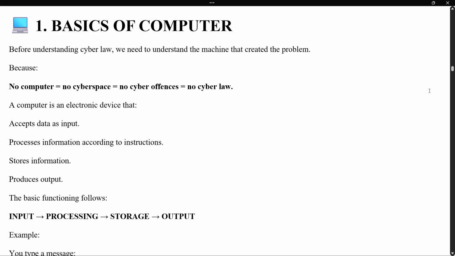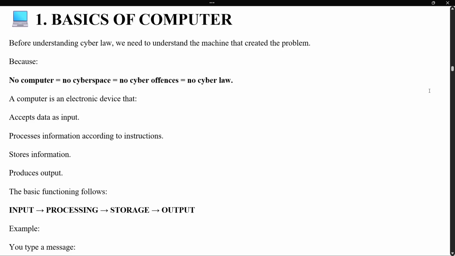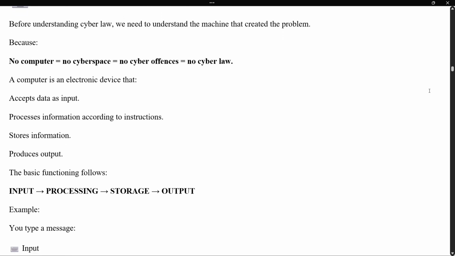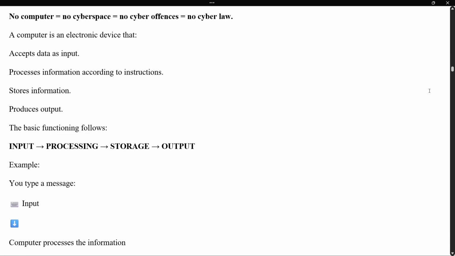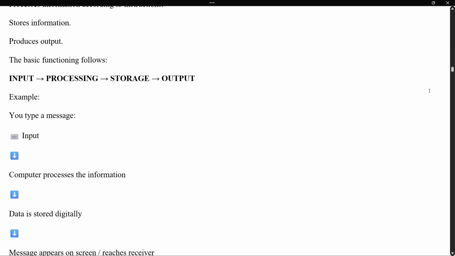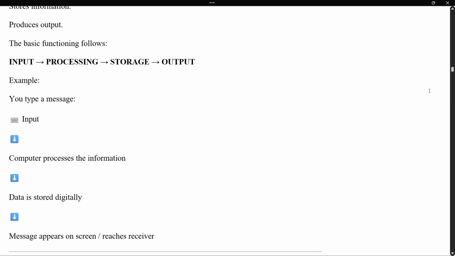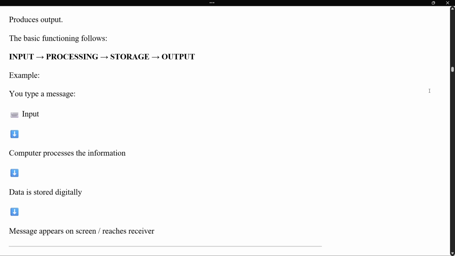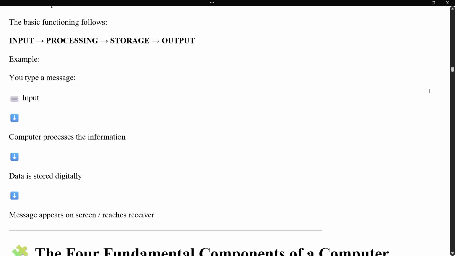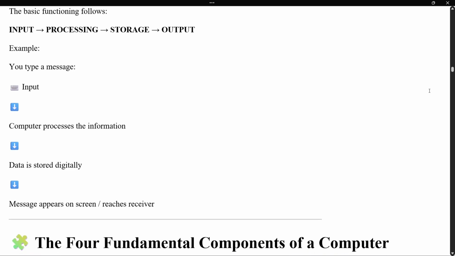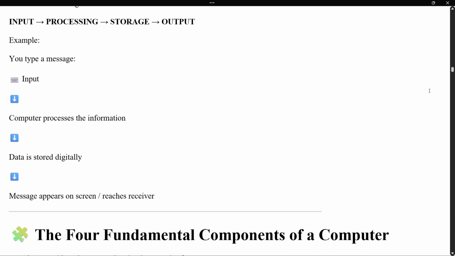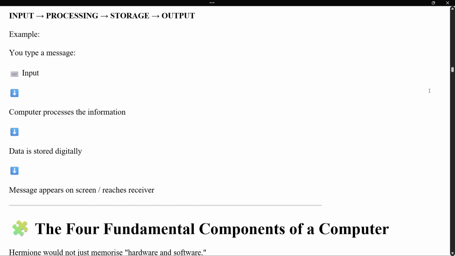A computer is an electronic device that accepts data as input, processes information according to instructions, stores information, produces output. The basic functioning follows: input, processing, storage, output. Example. You type a message. Keyboard input. Computer processes the information. Data is stored digitally. Message appears on screen, reaches receiver. The four fundamental components of a computer.